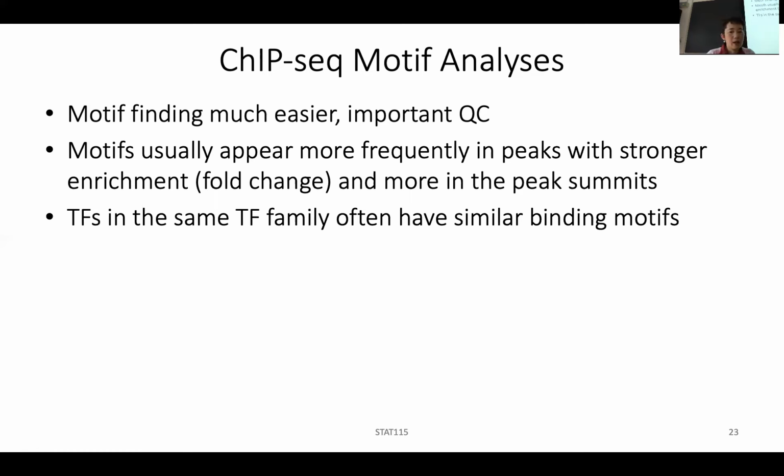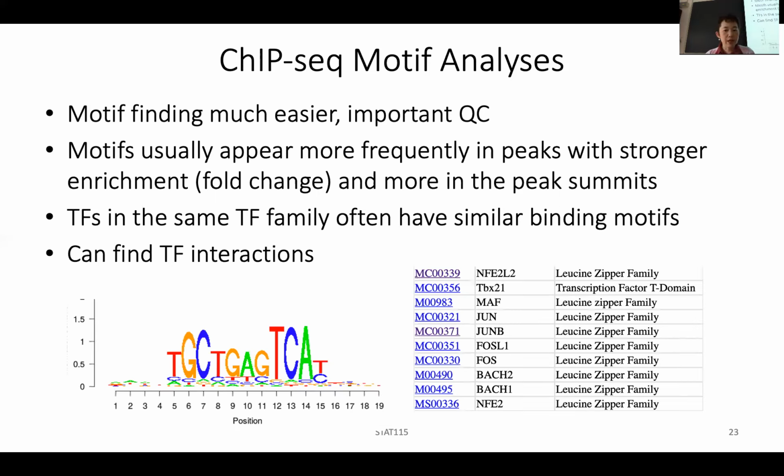And one thing we notice is that transcription factors in the same family often have similar binding motifs. But you can also use the ChIP-seq motif to find transcription factor interactions. For example, this is an example of the same TF family having similar motifs. You can see here, this is the transcription factor name, and if you click on each of them, they will show you the matrix, the sequence logo.